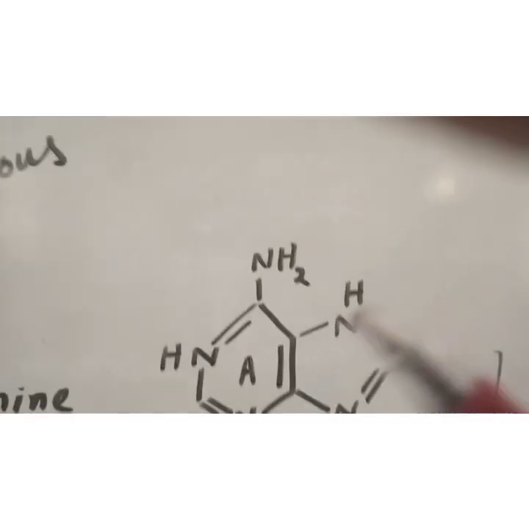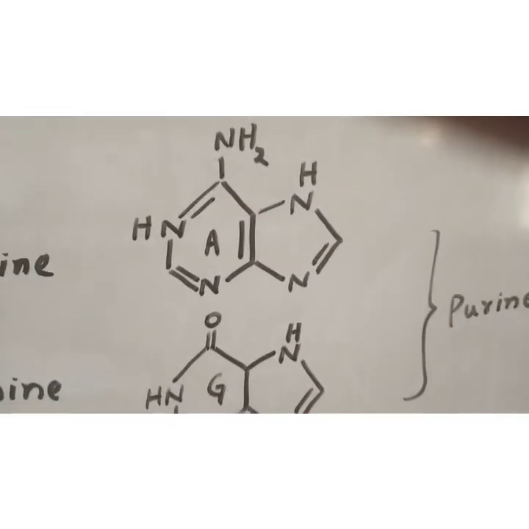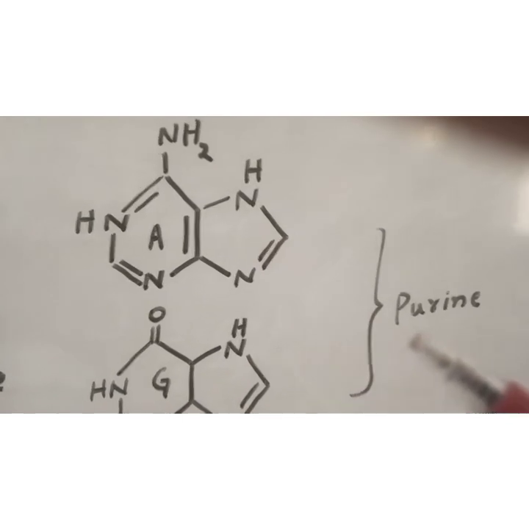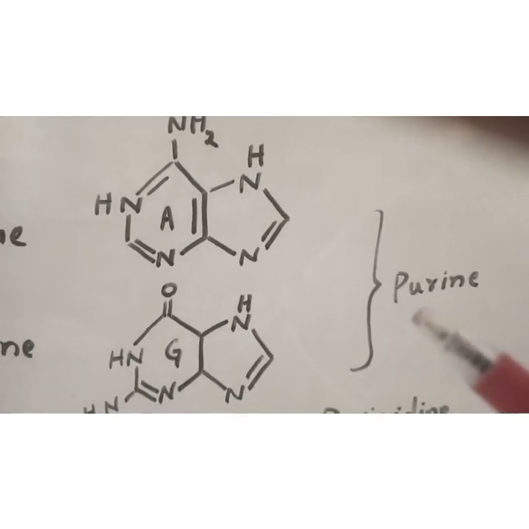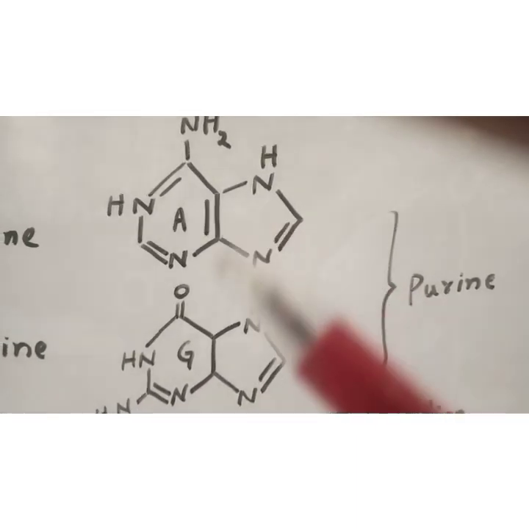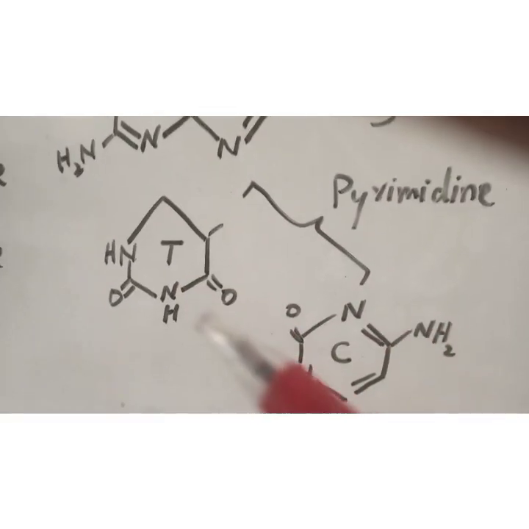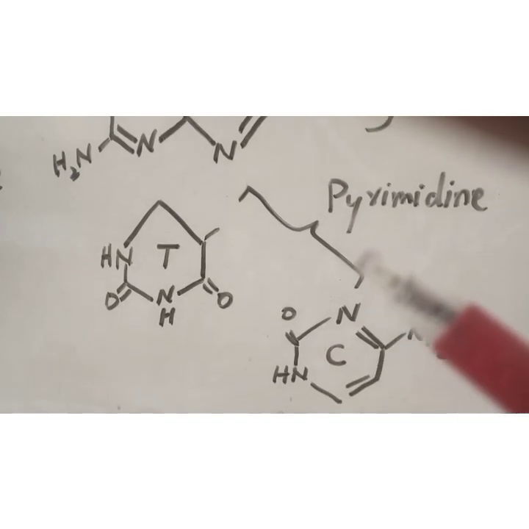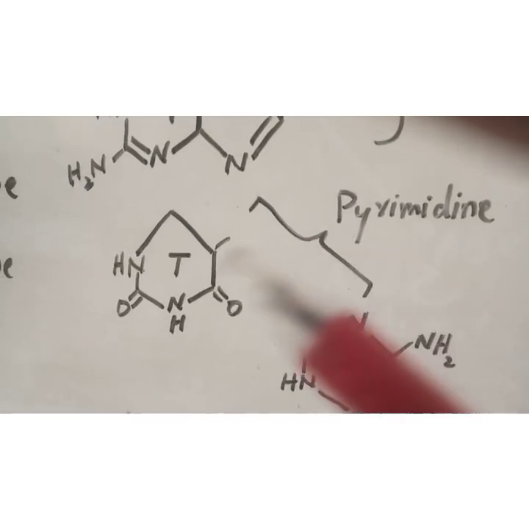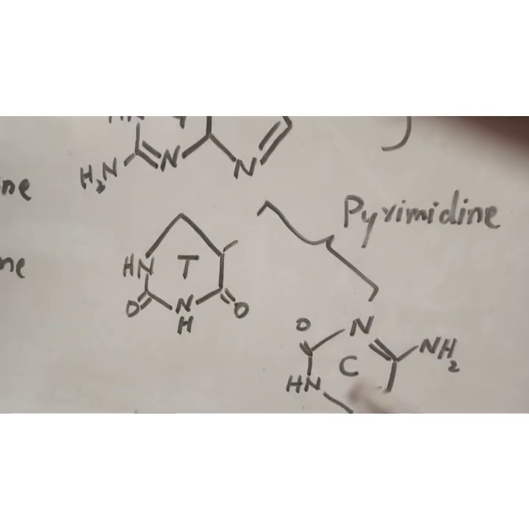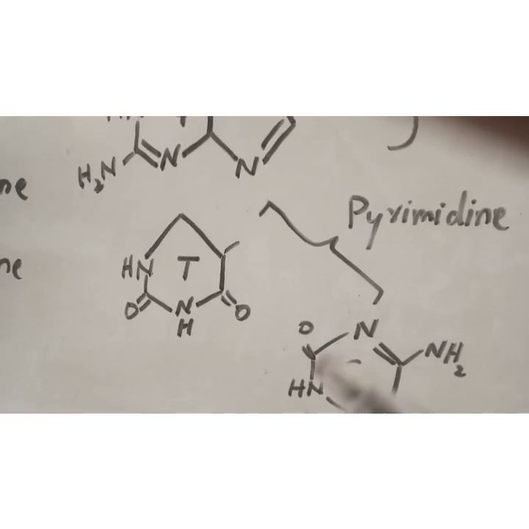So the adenine and guanine are also known as purine groups, having 2-ring structures, while the thymine and cytosine are known as pyrimidine, having 1-ring carbon nitrogen structure.